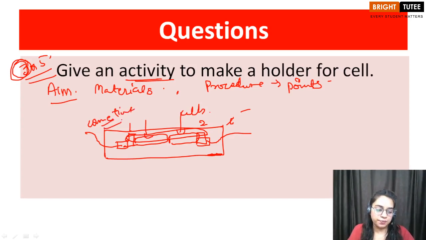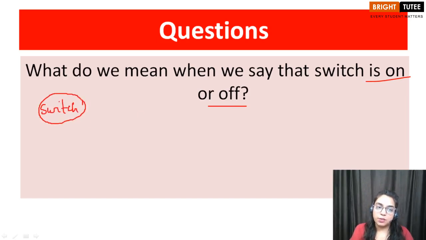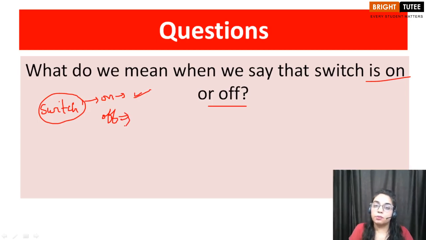Okay children, so let's move ahead to the next question, which is, what do we mean when we say the switch is off or on? So children, in terms of layman, what does a switch do? Switch on and off simply means the current that is flowing is on in this case, and when we switch off, the light turns off, the bulb turns off. That means the current supplied is stopped, right?